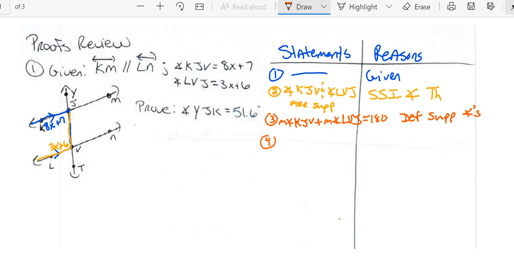Step 4 will then be the substitution. Again, if you're not sure of the proof steps, don't just skip everything. Again, at least start with what you know. You'll get partial credit. If you leave it completely blank, it's going to be all the points off. So it's going to be 8x plus 7 plus 3x plus 6 equals 180. That's our substitution property.